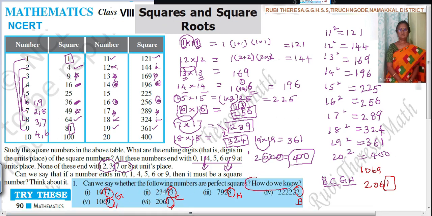How do we know? Just you can say that the numbers ending with 2, 3, 7, 8 are not perfect squares. But for 1 and 9, it may be a square number. But you work it out and see, it is not a perfect square here. Is it okay?